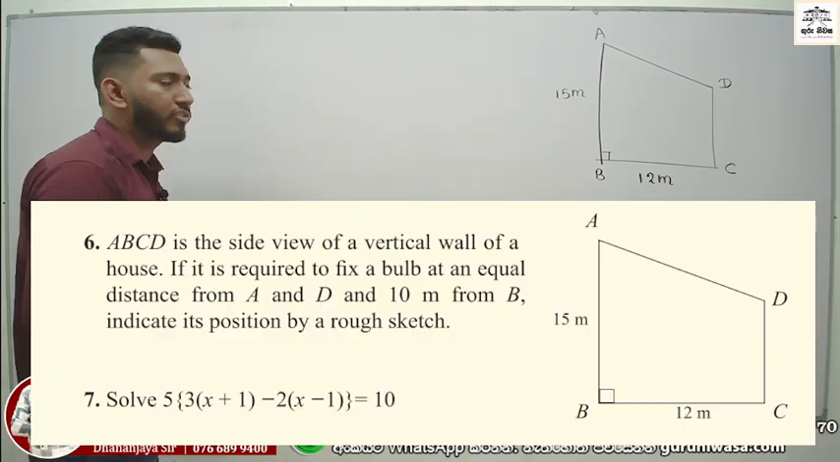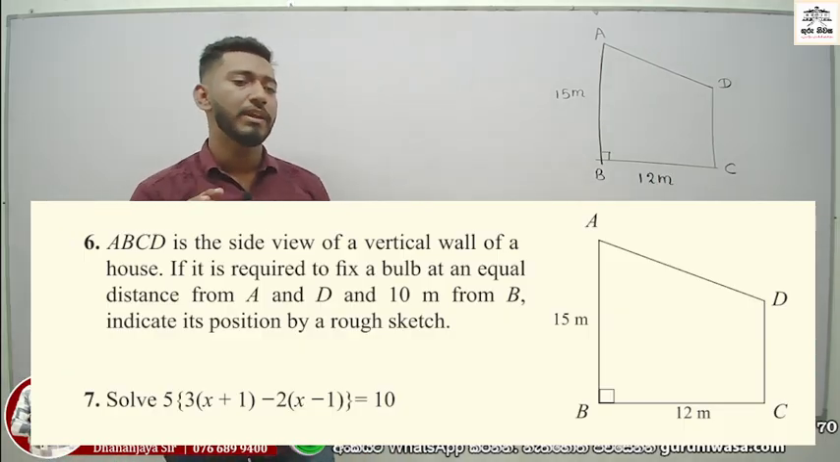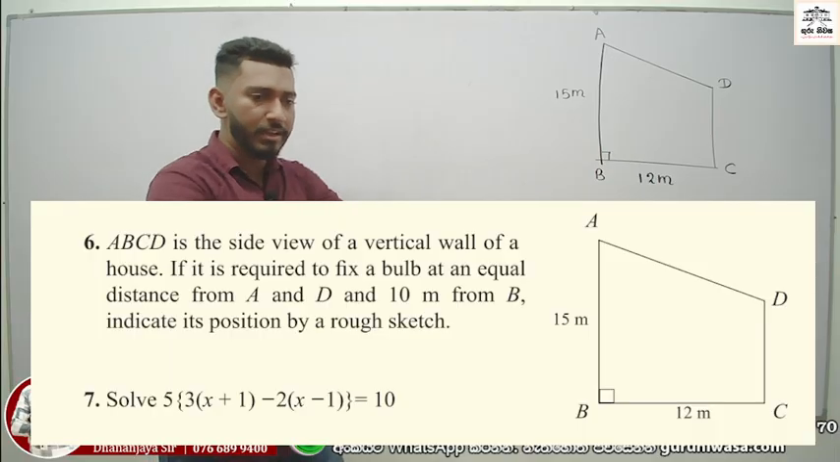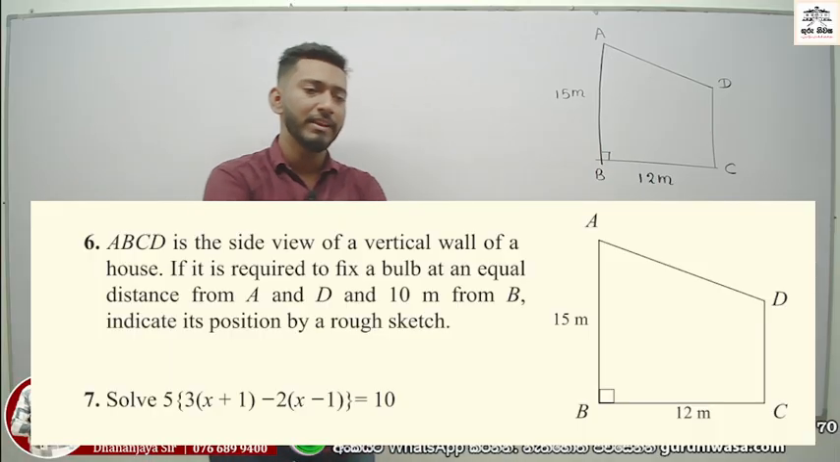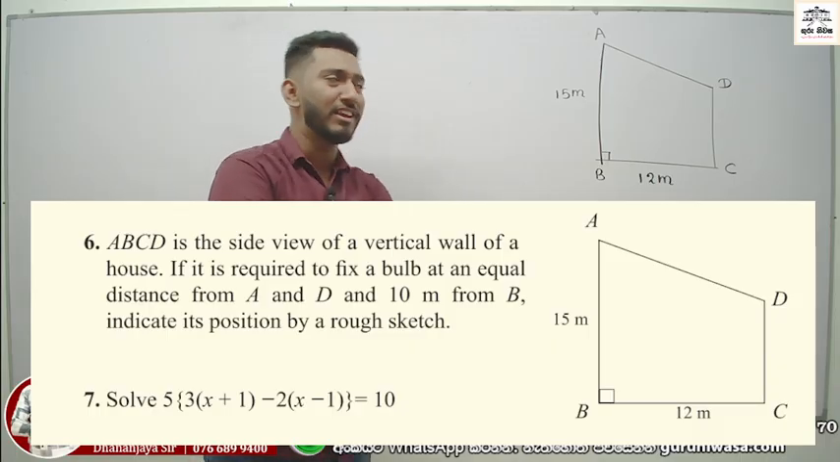Now look at question number 6. ABCD is the side view of the vertical wall of a house, right? If it is required to fix a bulb at an equal distance from A and D, then write it as a locus.